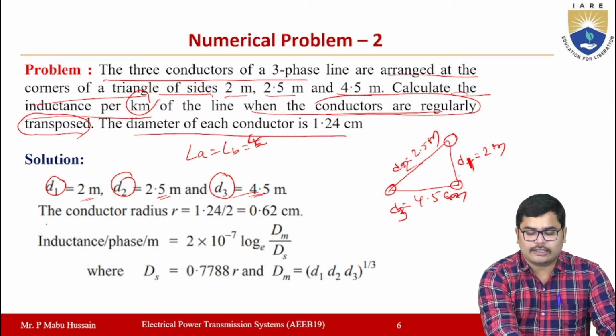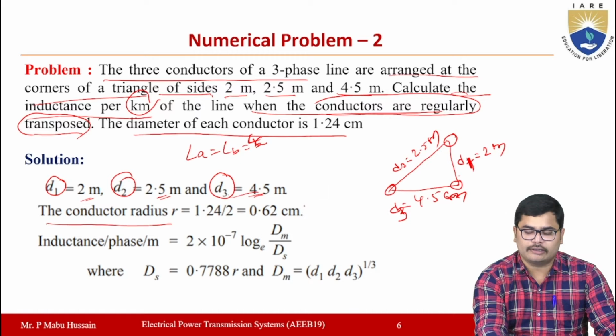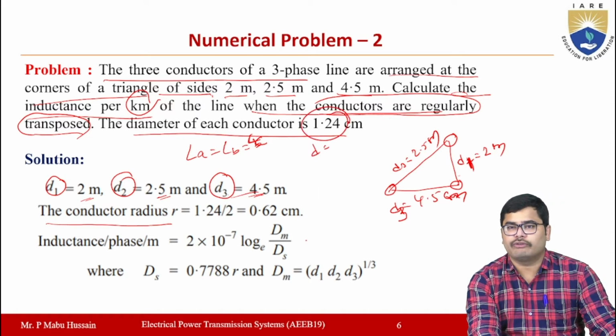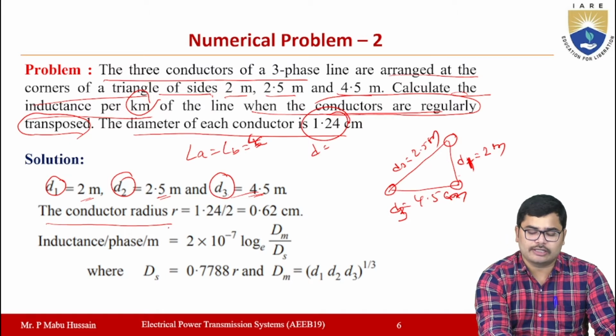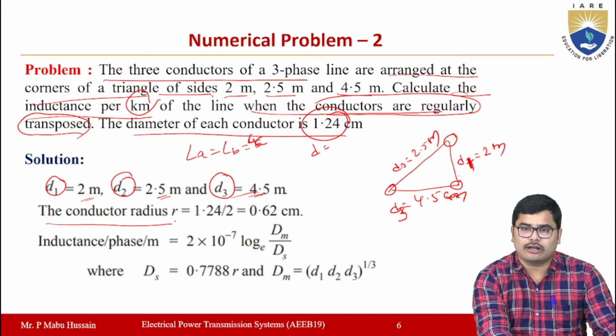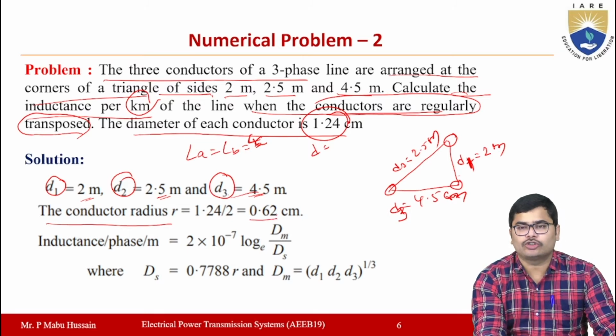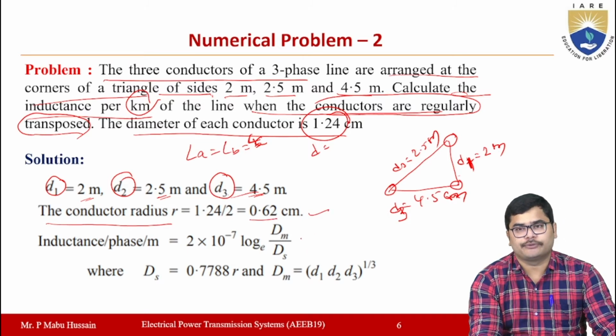Now for the conductor radius, the diameter is given, which is 1.24 centimeters. Now if you divide it by 2, you will get the radius of each conductor. The radius of each conductor R is equal to 1.24 by 2. So then you calculate this value, you will get 0.62 centimeters here.